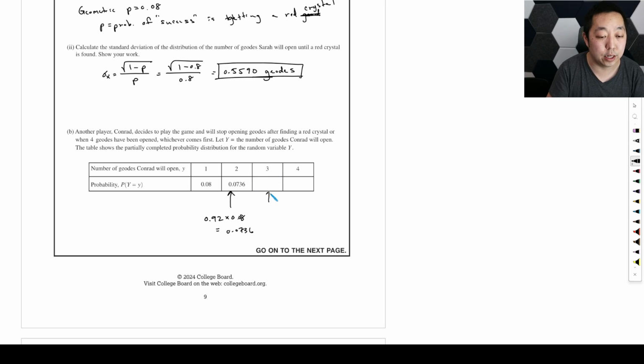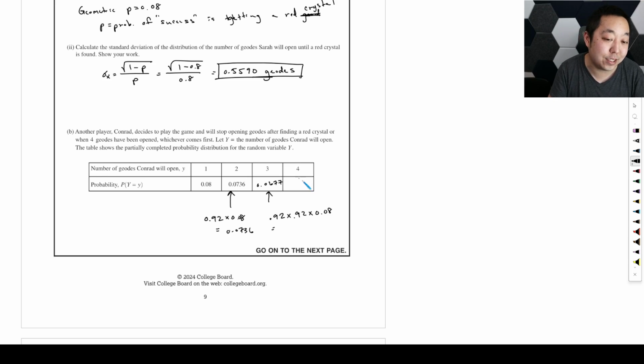So then the third one here is, well, the first two, which were independent, are me not getting a red crystal, and then I get a red crystal, right? So this would be 0.92 times 0.92 times 0.08, and that's going to be 0.0677, okay? Now, 4 is basically where he's going to stop.